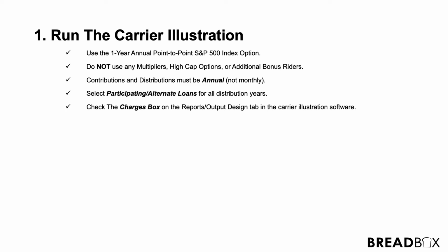Okay, so now that we've talked about how to design the distributions in the carrier illustration that you will send us, and now we've also talked about how to check the charges box so that we can see all of the standard policy charges in the illustration you're going to send us, the last thing I wanted to mention here is that the annual distributions that you're going to run in these carrier illustrations must not exceed basis in any given year. In other words, the distributions we want to see are for income, not one large lump sum distribution that you might find in, say, a premium financing design.